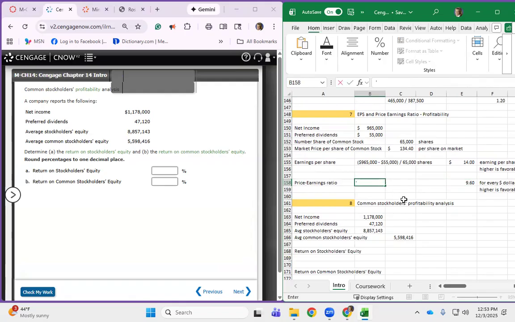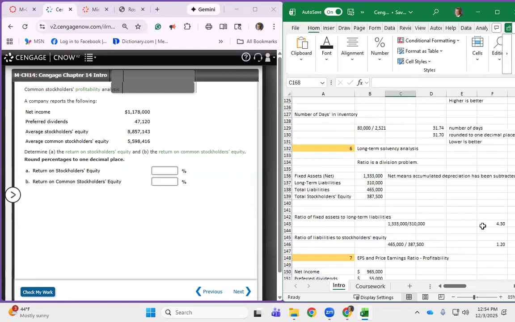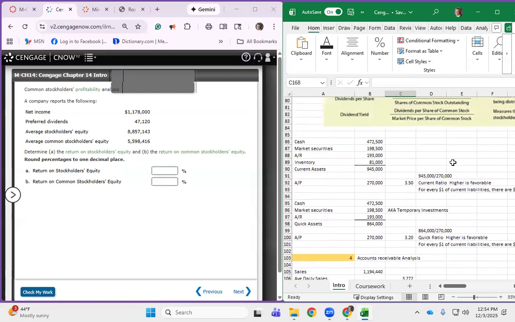The market price back up here was $134.40. We're going to divide by the earnings per share that we found. So I wanted you to remember that that's how I got that number. Okay, now we're getting ready to do the return on stockholders' equity. So let's go look at the formula.